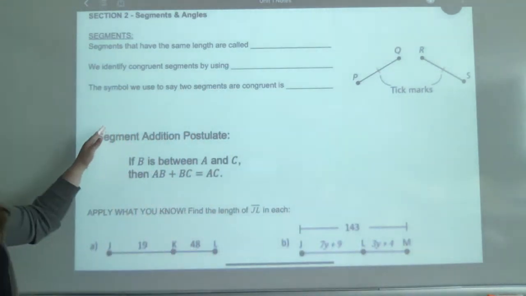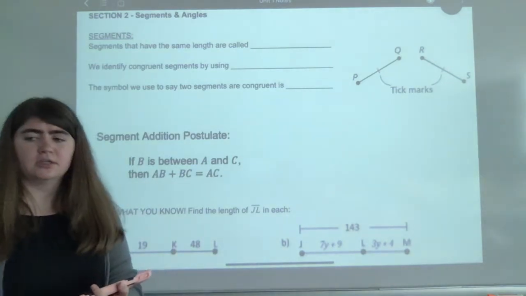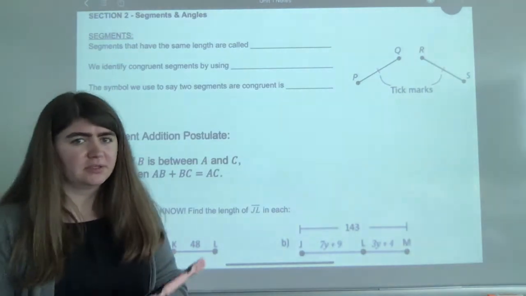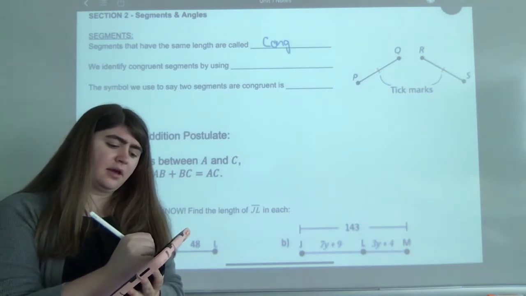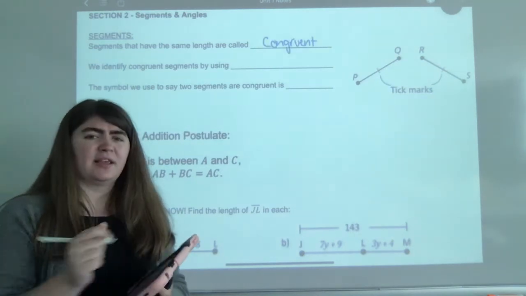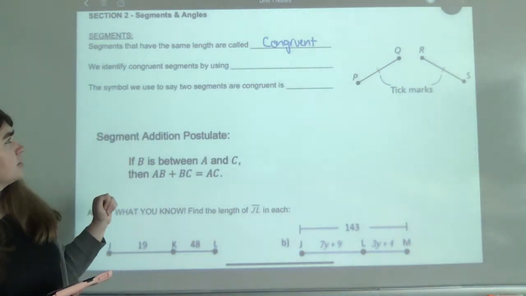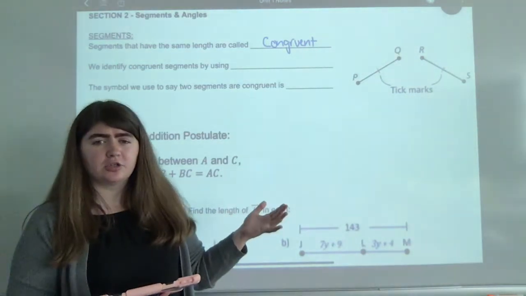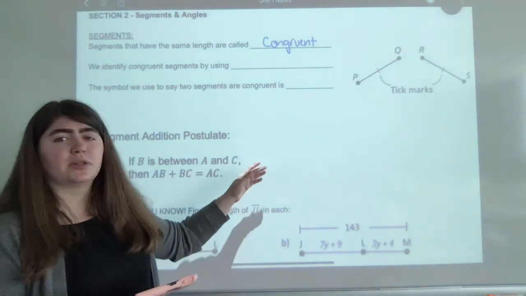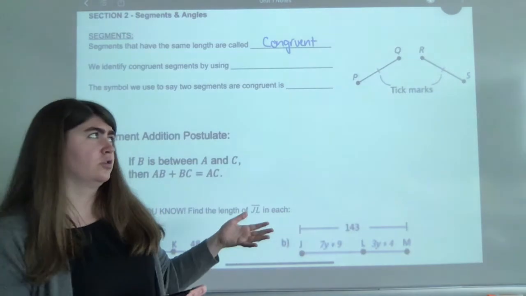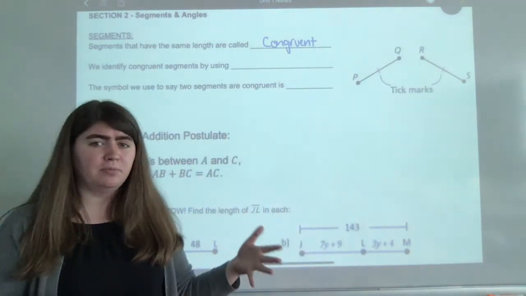Alright, segments. Segments that have the same length are called congruent. Essentially congruent means kind of like equal, but it really means same shape, same size. When we identify congruent segments, we're looking for two segments that are the same shape and same size, but we can't just assume that they're congruent. There has to be something that is identifying them to be congruent.